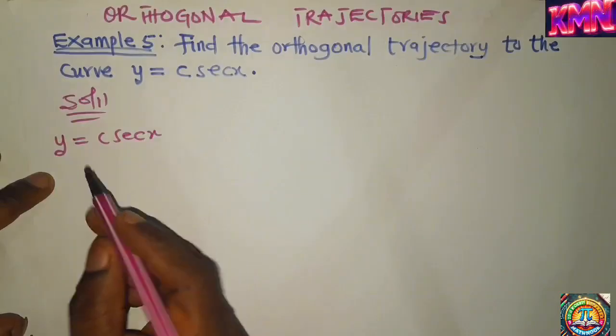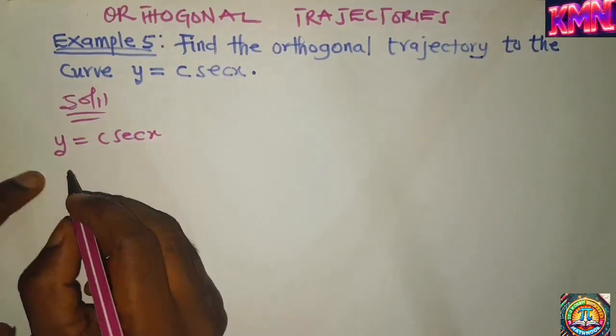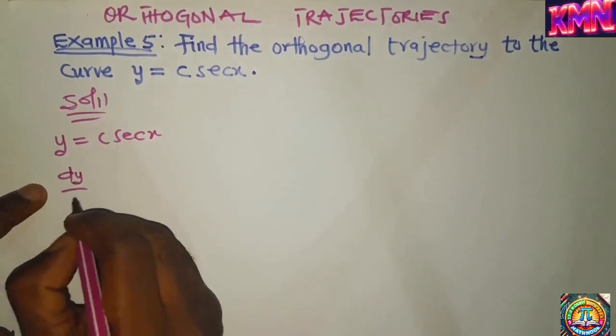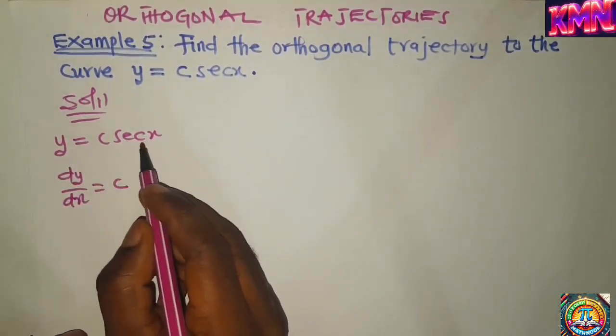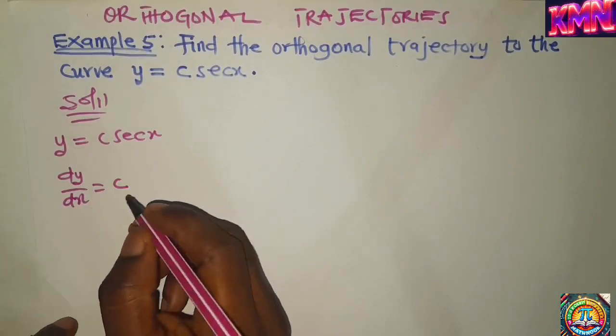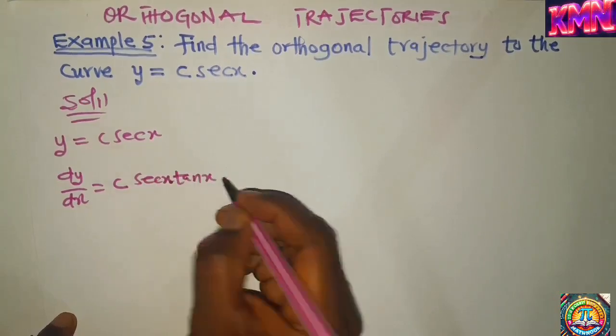First, we need to find the gradient of this particular curve by differentiating with respect to x. And this gives us dy dx equals c. When we differentiate sec x with respect to x, we are going to get sec x tan x.